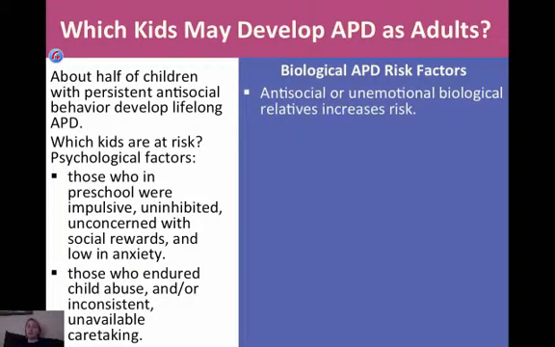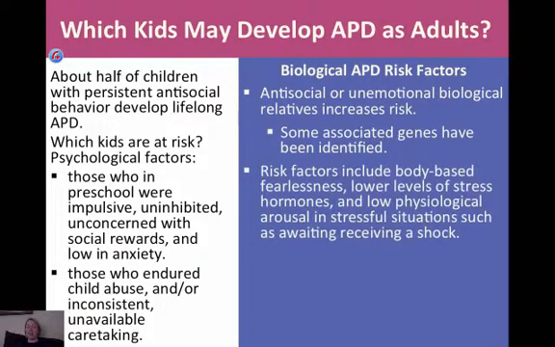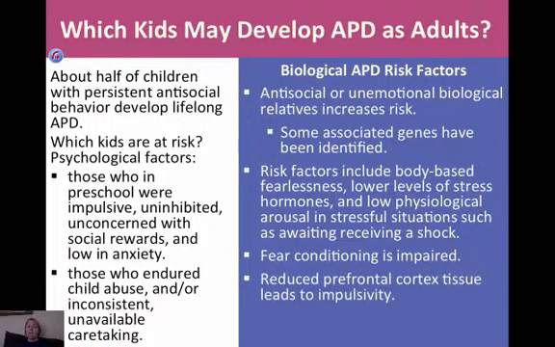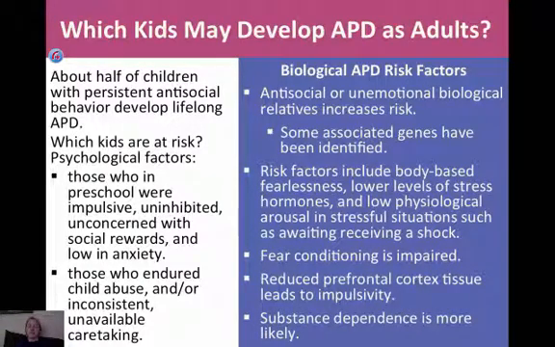Now, are there biological risks? Okay, antisocial and unemotional biological relatives increase the risk. Okay, some associated genes have been identified. The risk factors include body-based fearlessness, lower levels of stress hormones, and low physiological arousal in stressful situations such as awaiting receiving a shock. Okay, fear conditioning is impaired. Okay, and reduced prefrontal cortex tissue leads to impulsivity as well. So we do know that there is a biological background, or a biological risk factor, to APD as an adult. Okay. Oh, and substance dependence is more likely.